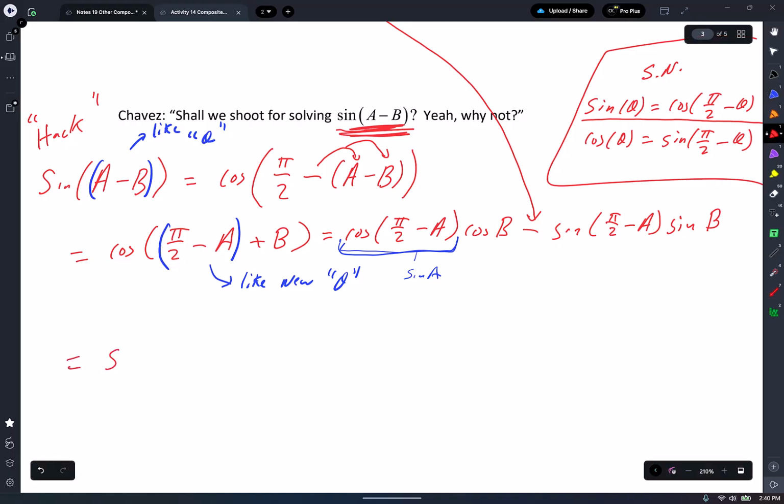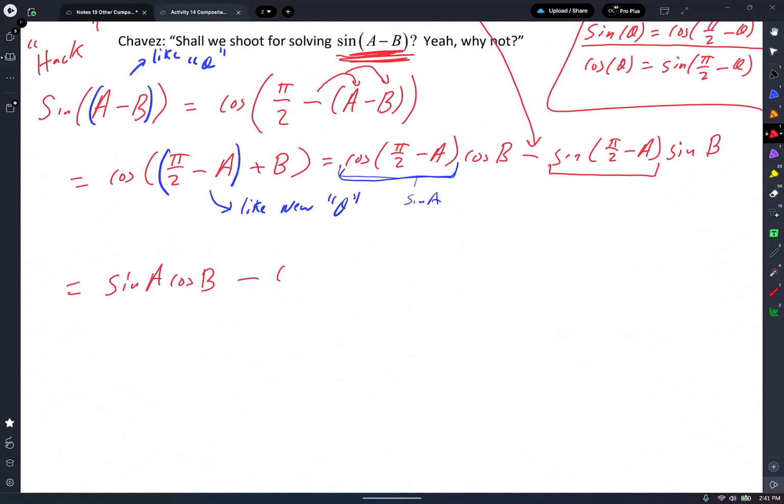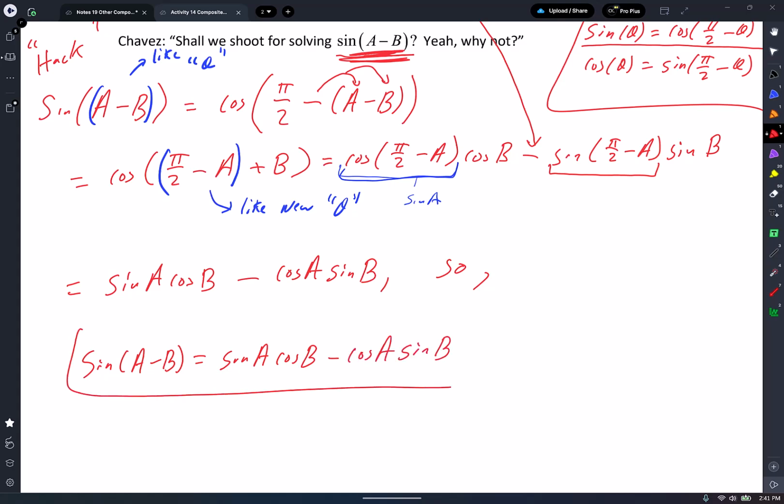So now look what I have. I'm going to have sine a cosine b minus, and then what is sine pi over 2 minus a? Yeah, look, it's this one right here. Sine pi over 2 minus a is just cosine a. So I come back, cosine a, sine b. So, sine of a minus b is nothing more than sine a cosine b minus cosine a sine b. There it is.